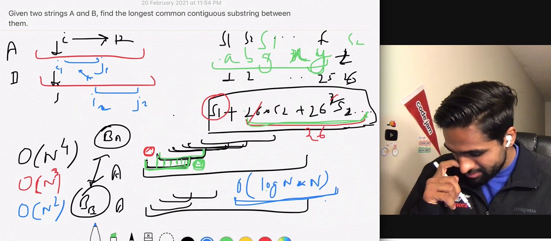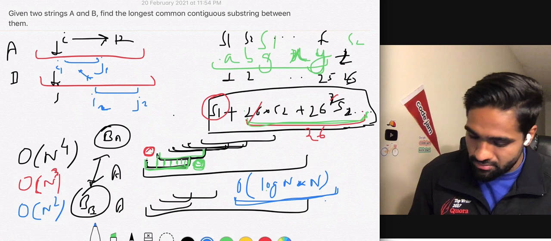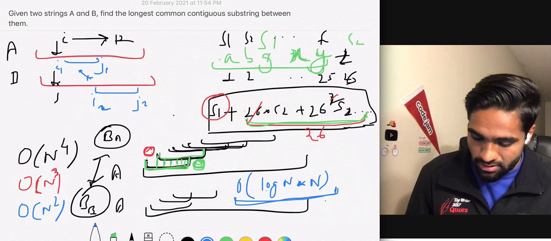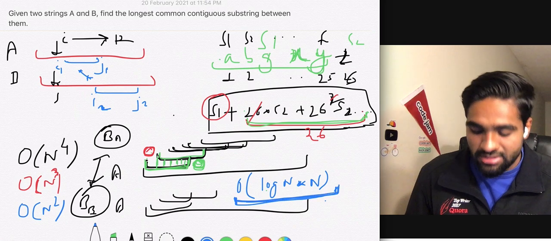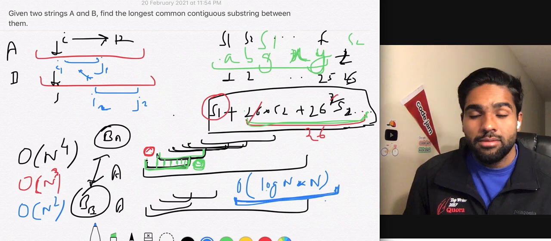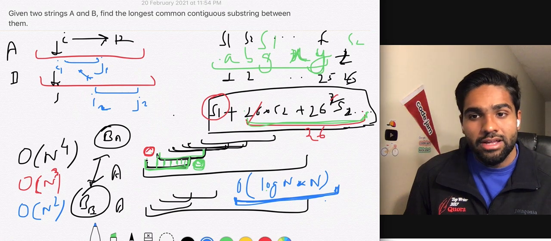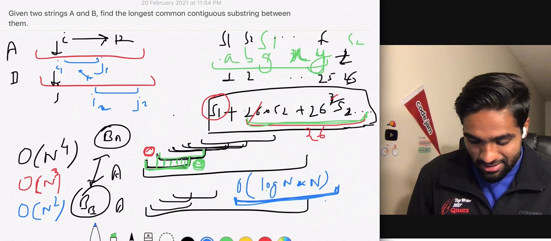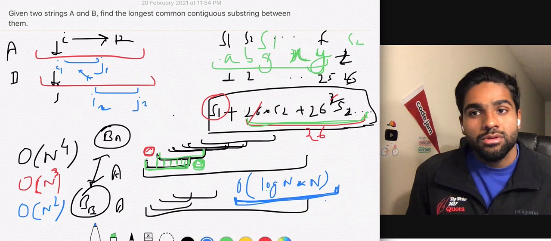Actually, now that I think about it, yeah, you're right. Yeah, I'm right. Okay. So that's the overall time complexity, and that's pretty good. I mean, that's kind of amazing, if you look at it from where we came from, like from n raised to 4.